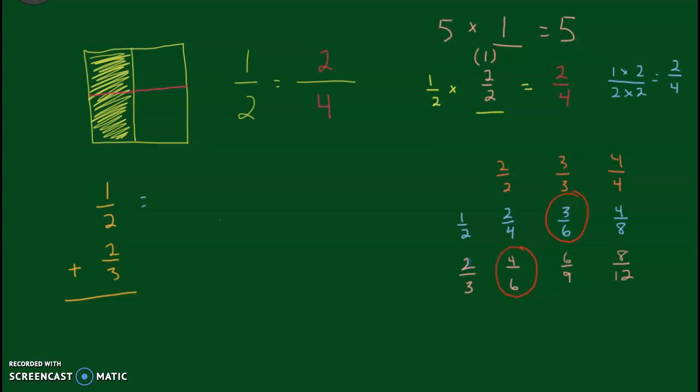If 1/2 equals 3/6 and 2/3 equals 4/6, we can go ahead and add those together, and we get the answer 7/6. You can leave the answer like that, and we'll spend more time on this in other videos, but you could also write this answer as 1 and 1/6. So we can use equivalent fractions to help us add fractions together with unlike denominators.